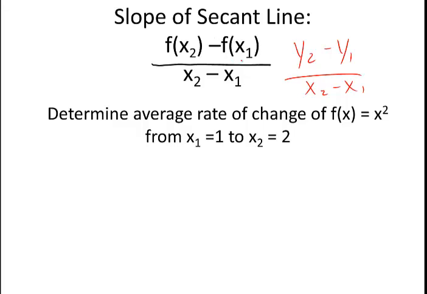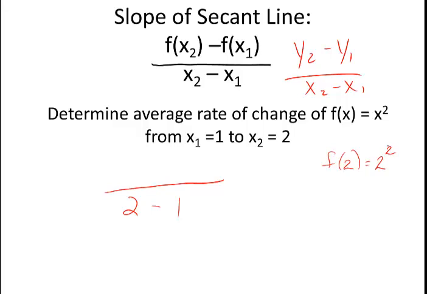So let's look at our same function. Determine the average rate of change of f of x equals x squared, again from x equals 1 to x equals 2. So looking at our formula, I can go ahead and fill in my x2 and x1 because I know those values. It says x2 is 2, so we'll fill that in, and x1 is 1. Now, in order to find this f of x2, we know x2 is 2, so we're going to find f of 2.